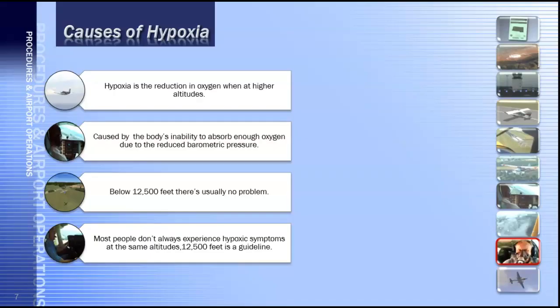The most common cause of hypoxia is a reduction in oxygen when at higher altitudes. And it's not because there's less oxygen at higher altitudes, it's just that the body is unable to absorb enough oxygen due to the reduced pressure at high altitudes. Below 12,500 feet, there's usually not a problem. And most people don't always experience hypoxic symptoms at the same altitudes, but 12,500 feet is a guideline.